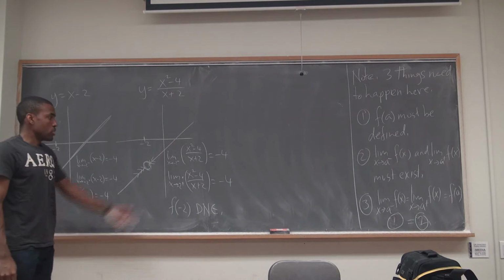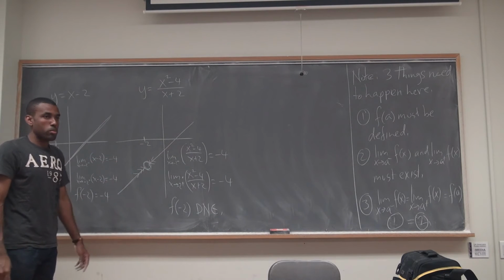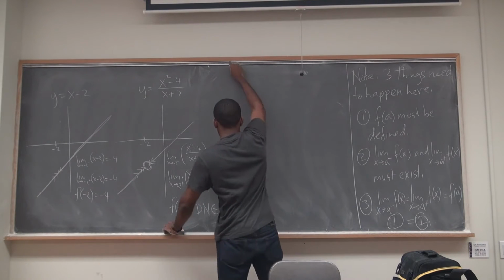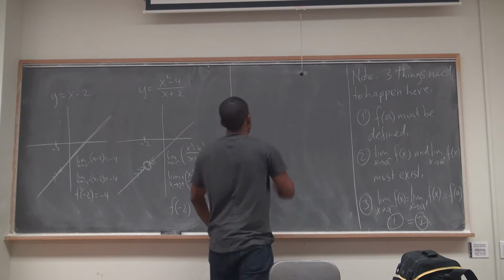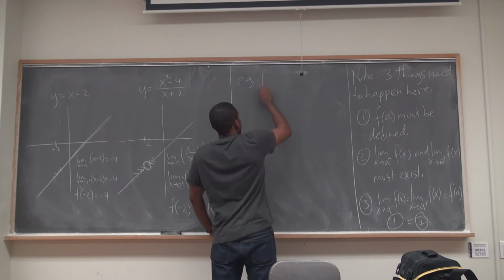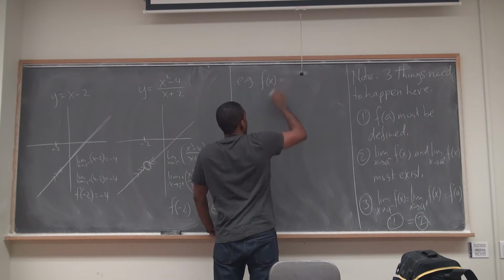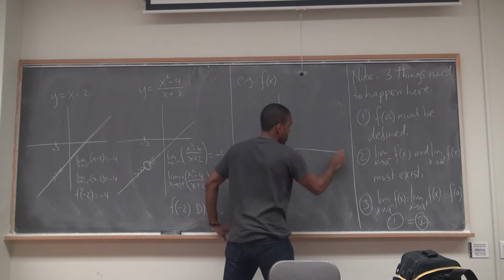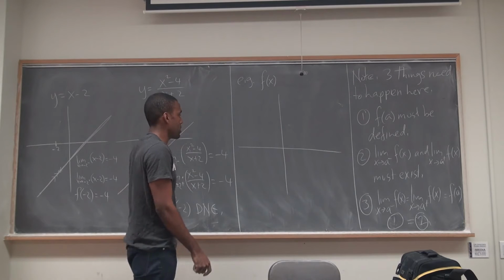Right? So my limits worked out, but my function messed up. There are cases when the other one is different. So, for example, let's say my f of x equals... let me do a picture first of a graph, and then I can give you a formula that illustrates the same kind of example.